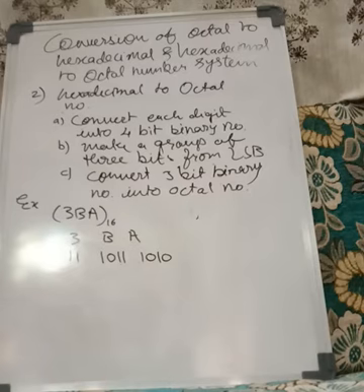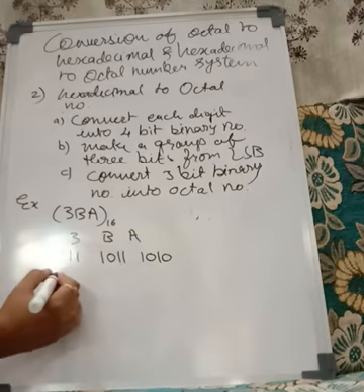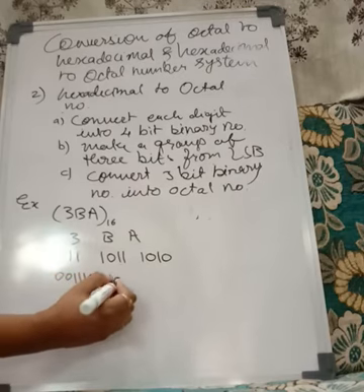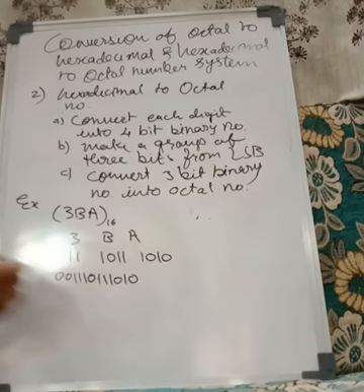So this is my binary number. Now what am I going to do? I am going to combine this number. So the number becomes 0, 0, 1, 1, 1, 0, 1, 1, and 1, 0, 1, 0. So this is the binary number we now have.